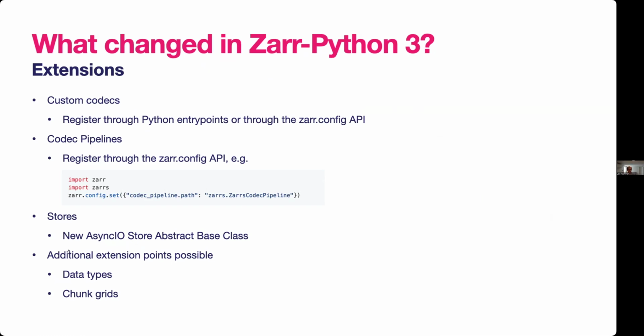Other additional extension points that we're looking at here that don't exist today, but are either in active development or stuff we've been talking about. The two that come to mind are data types, and Davis, who's on the call, is working on that now. And then chunk grids, stuff like variable chunking, is meant to be an extension point, and we'll build it in as we go.